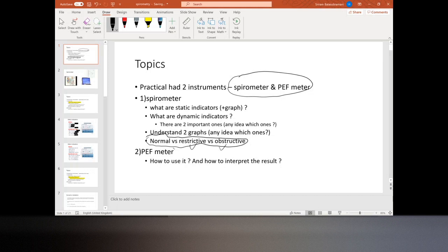The way this presentation is divided, I will first discuss the spirometer, and in that we will first discuss the terminologies that you will require to understand. The thought process should be, first we will understand the values and definitions of certain topics, and then we will integrate those definitions into graphs. Once we get the graphs, we understand how the graphs work, and we will use those graphs to differentiate between obstructive, restrictive, and normal.